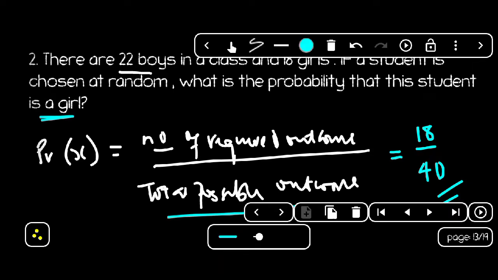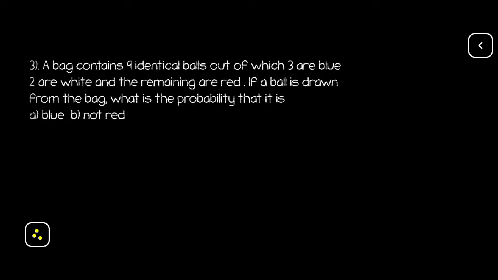All right. Now, what of this question? A bag contains 9 identical balls, out of which 3 are blue, 2 are white, and the remaining are red. If a ball is drawn from the bag, what is the probability that it is A, blue, and B, not red? So let's start with the first one. We need to understand the question. It says that there are 9 identical balls, so the total number of balls is 9.